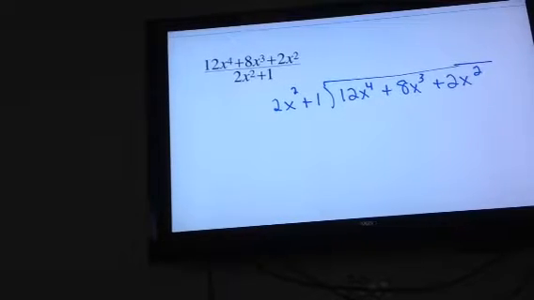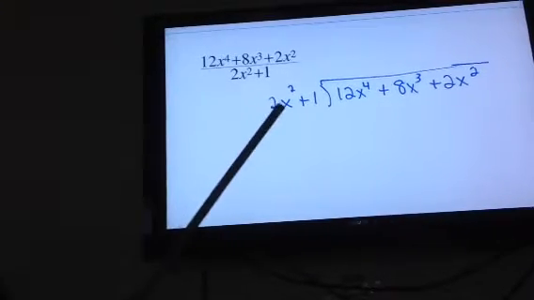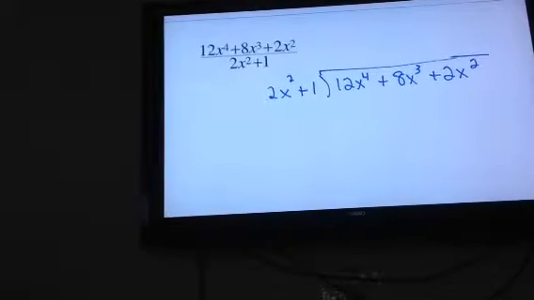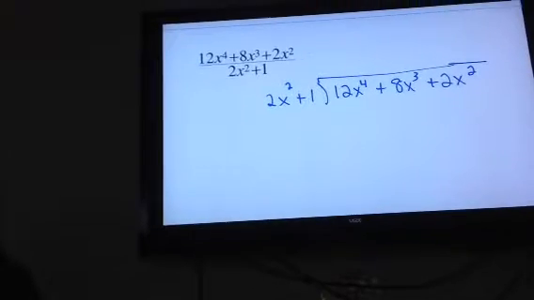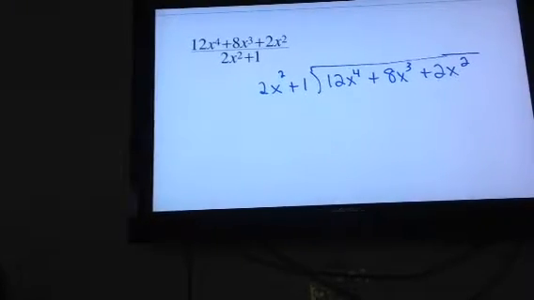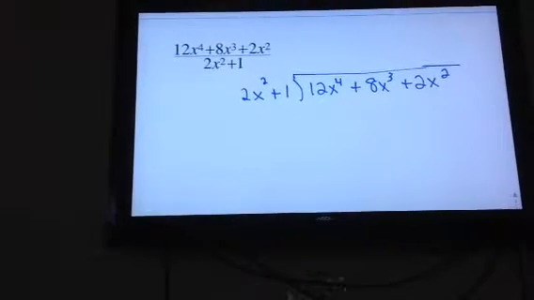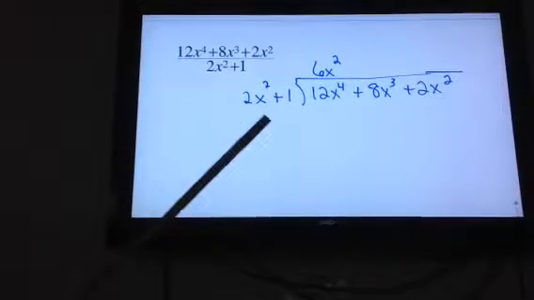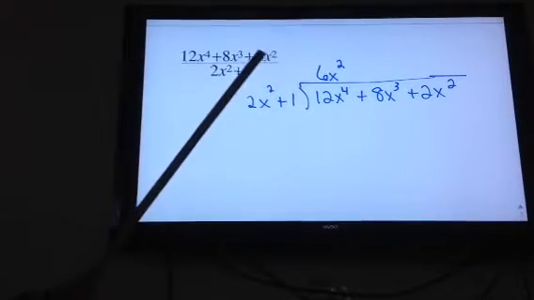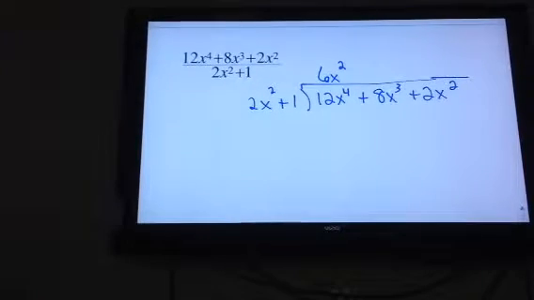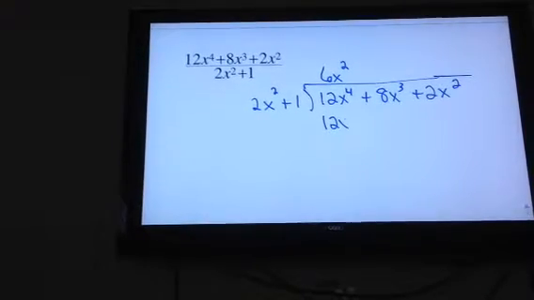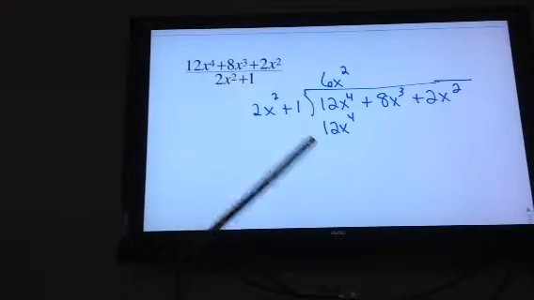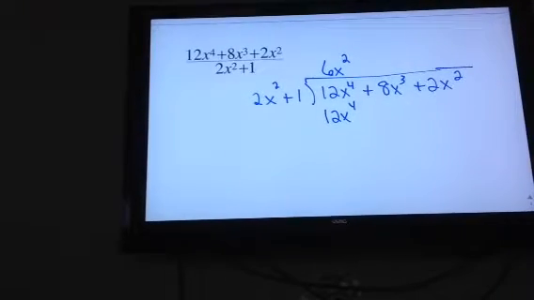Okay, so I start with my 2x squared. 2x squared divided into 12x to the 4th, or if it's easier for you to say, what do I multiply 2x squared by to make it 12x to the 4th? And that's going to be 6x squared. I multiply through. 6x squared times 2x squared is 12x to the 4th. 6x squared times positive 1 is positive 6x squared.